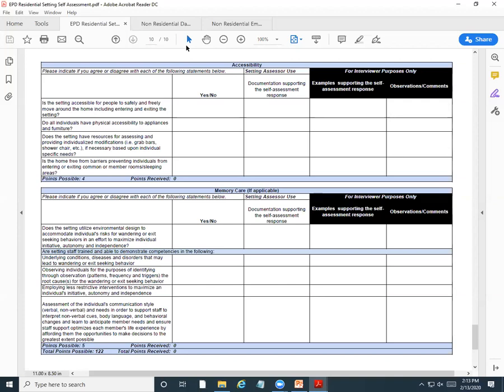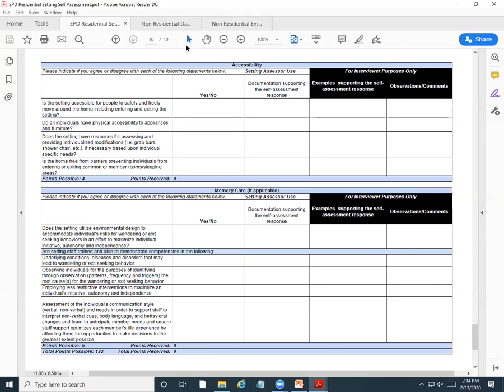Assessment of the individual's communication style, verbal and nonverbal, and their needs in order to support staff to interpret nonverbal cues, body language, and behavioral changes, and learn to anticipate the member's needs to ensure staff support optimizes each member's life experience by affording them the opportunities to make decisions to the greatest extent possible. We had touched on this before, but being nonverbal or having cognitive impairment doesn't mean that members' needs and preferences can't be determined through some other methods.